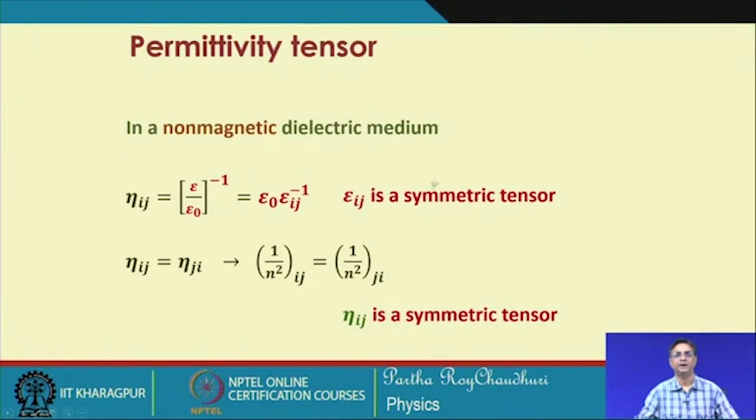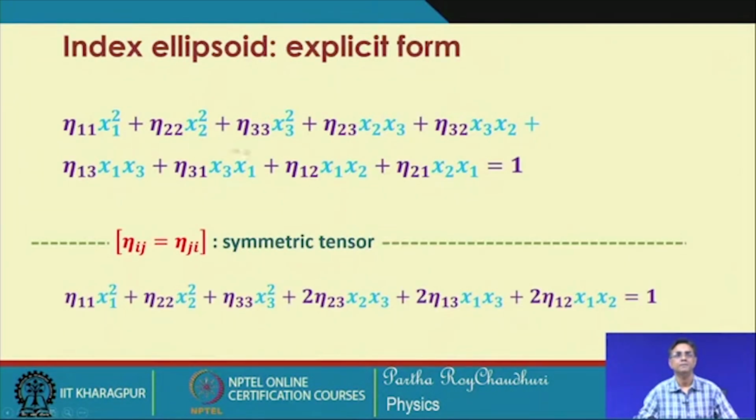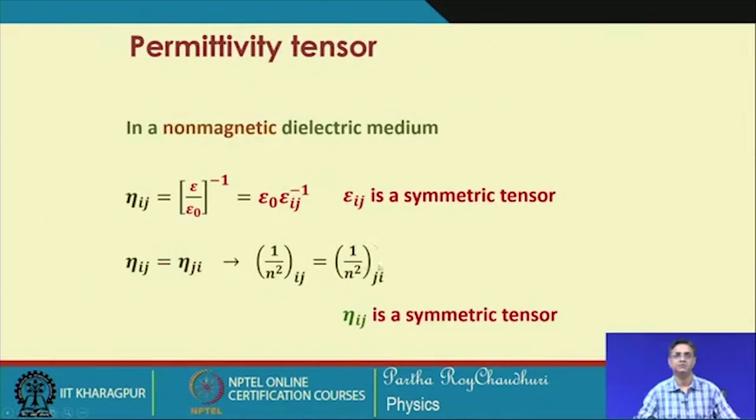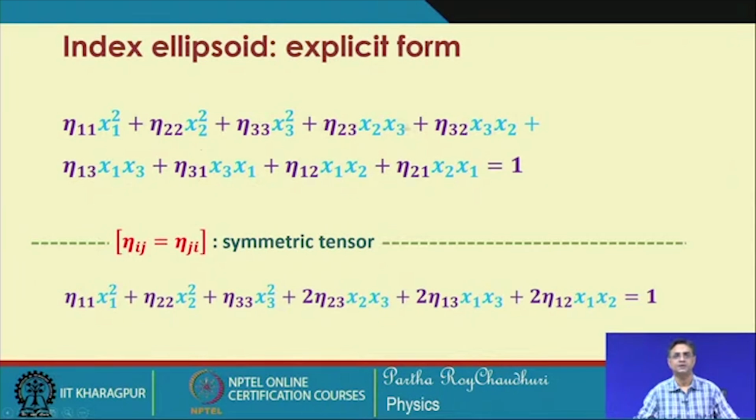In a non-magnetic dielectric medium, this is a symmetric tensor, eta_ij equals eta_ji, because of the symmetric nature, which actually helps in the index contraction. We will see how this symmetric nature reduces the task of the algebraic manipulation. 1 by n squared ij equals 1 by n squared ji. So, in the explicit form, if I consider all the elements, it is x1 squared, x2 squared, x3 squared. Again, this is the complete general form of the ellipsoid equation, and this is when it is modified. This is again the symmetric nature of the tensor.